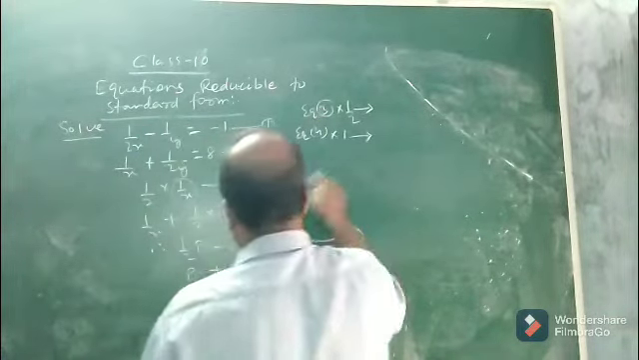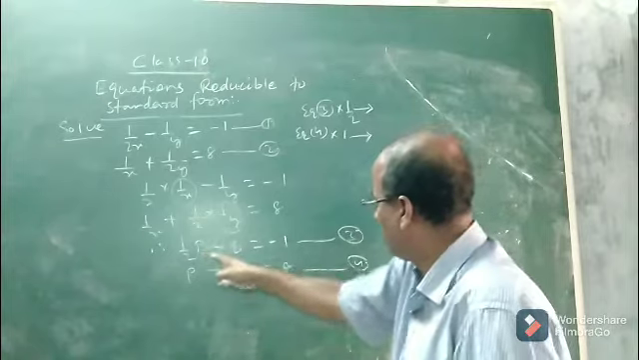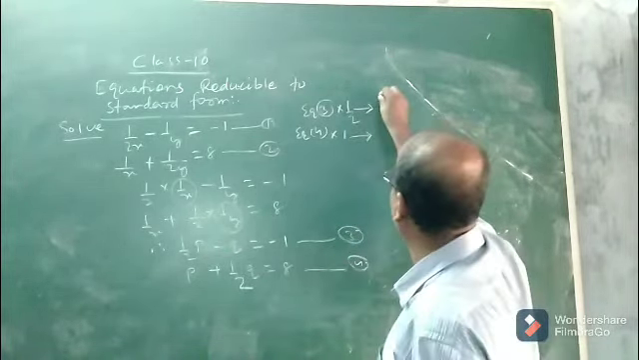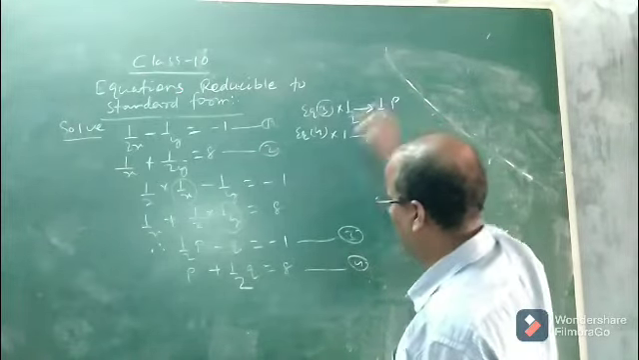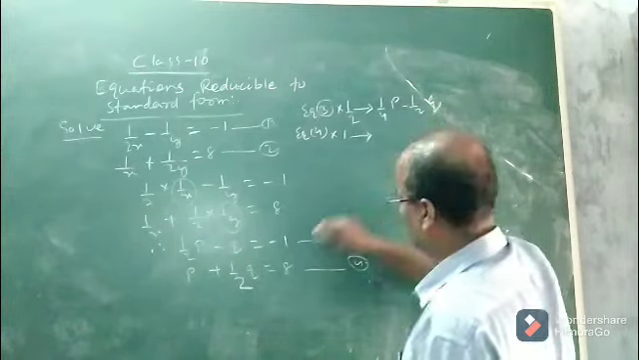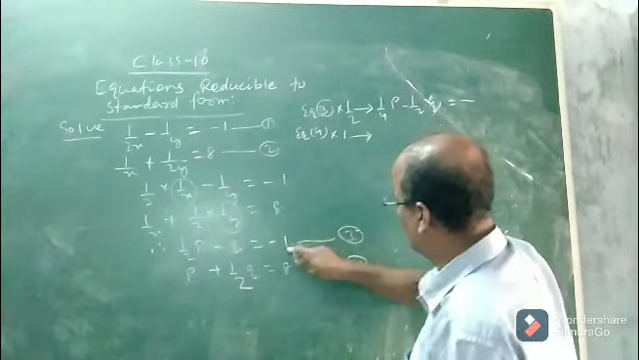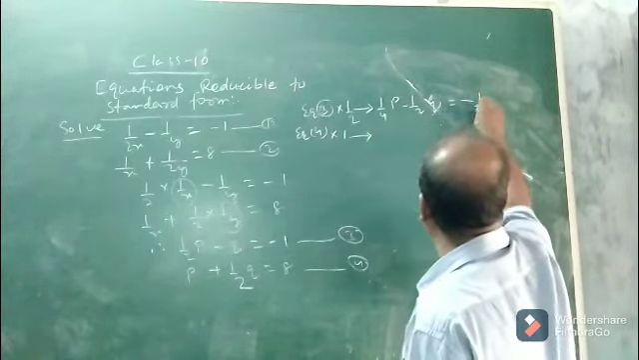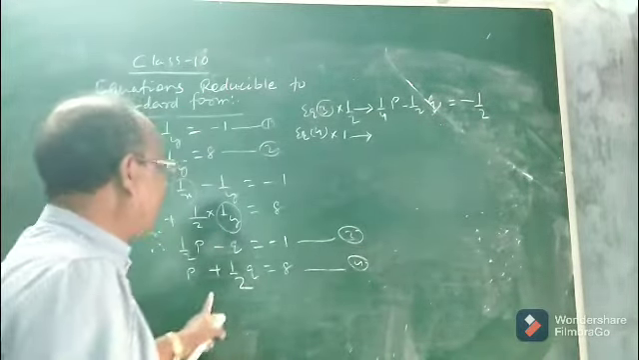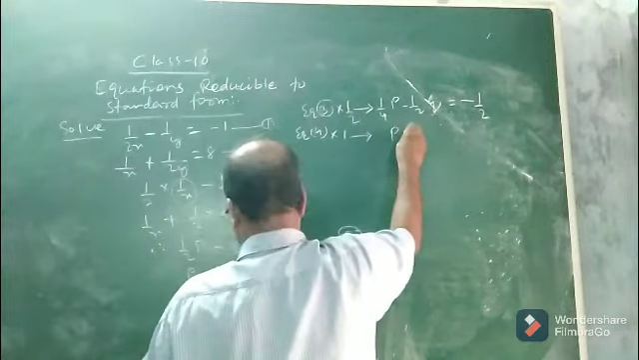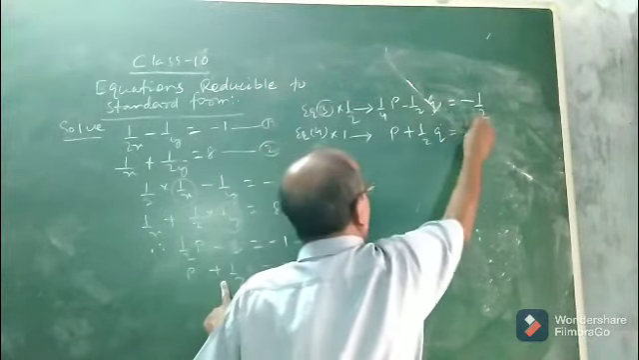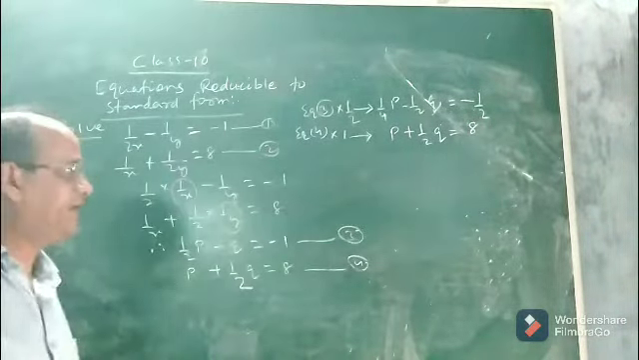You see. Now let us multiply here. So if you multiply 1 by 2 to the whole equation 3, then 1 by 2 into 1 by 2, it will be 1 by 4 p minus 1 by 2 q equal to, it will be minus 1 into 1 by 2, it will be minus 1 by 2. Okay. Now equation 4 is multiplied by 1, so it will remain as it is, p plus half q equal to 8. You see. Okay.